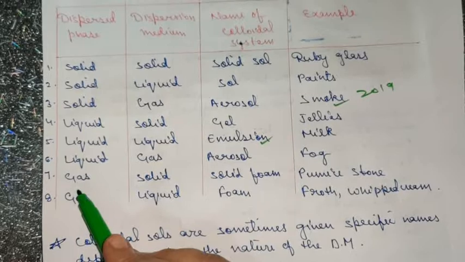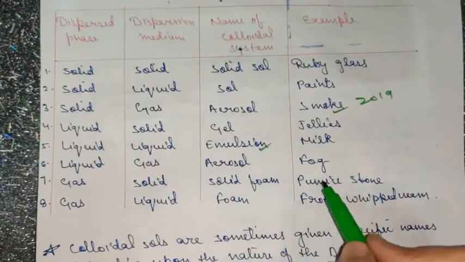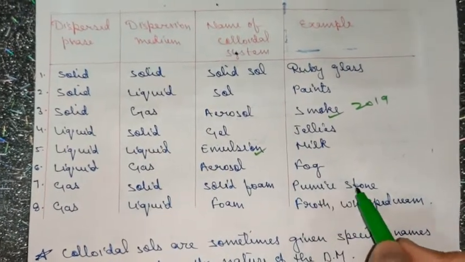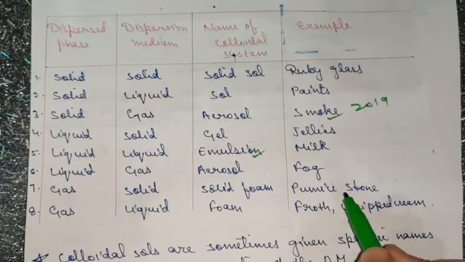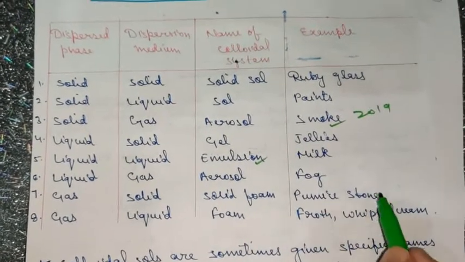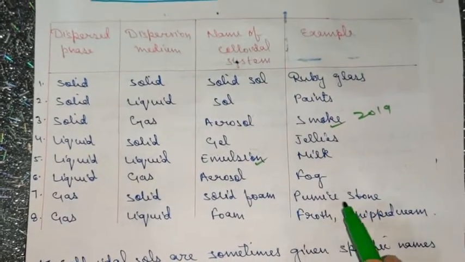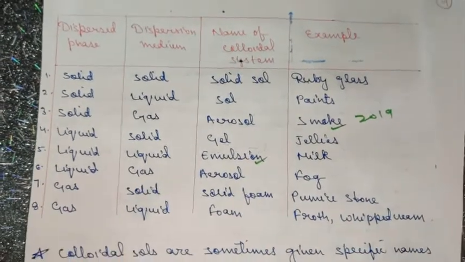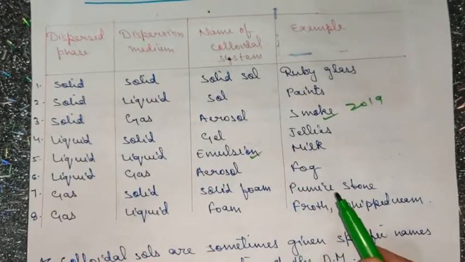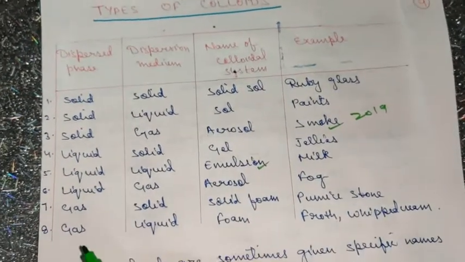Then, if gas is dispersed in solid, that is known as solid foam. The example of it is pumice stone. It is a type of stone, children, and you can see the pictures by trying to search it on Google and looking at the pictures. It is basically decorative stones. Okay, try to Google it and see the images.